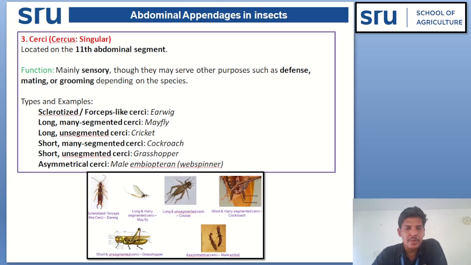Sclerotized or forceps-like cerci is there in earwig. Long and many segmented cerci is there in mayfly. Long and unsegmented cerci is there in cricket. Short and many segmented cerci is there in cockroach. Short and unsegmented cerci is there in grasshopper. And asymmetrical cerci is there in male Embiopteran, that is in web spinner.